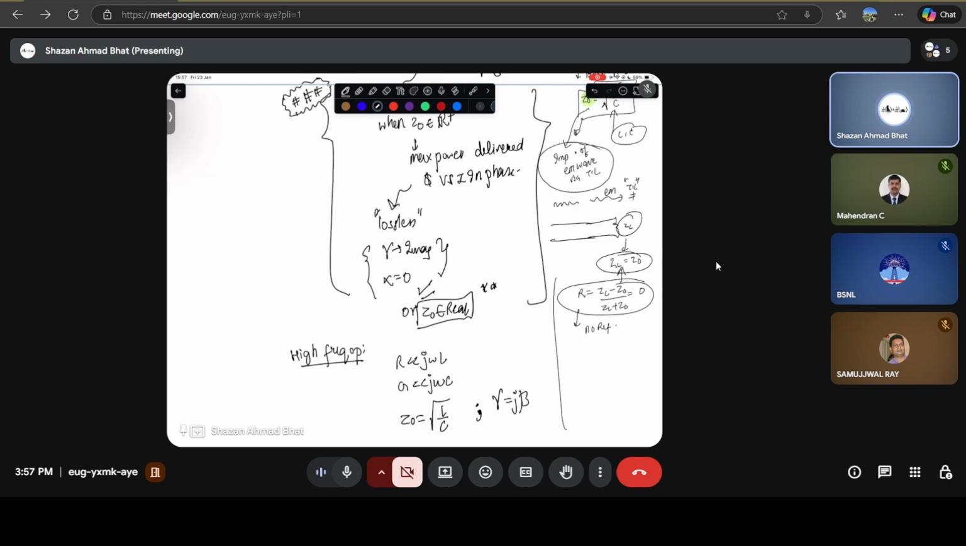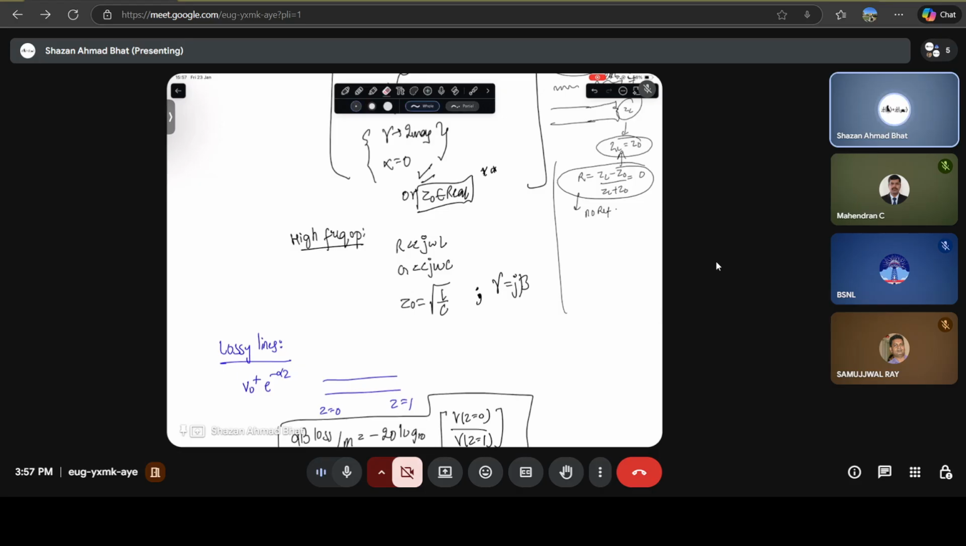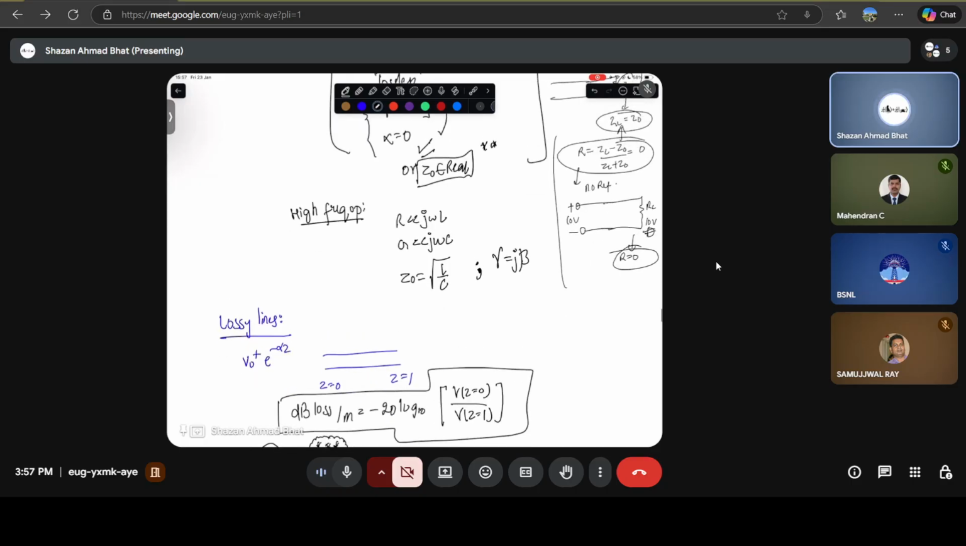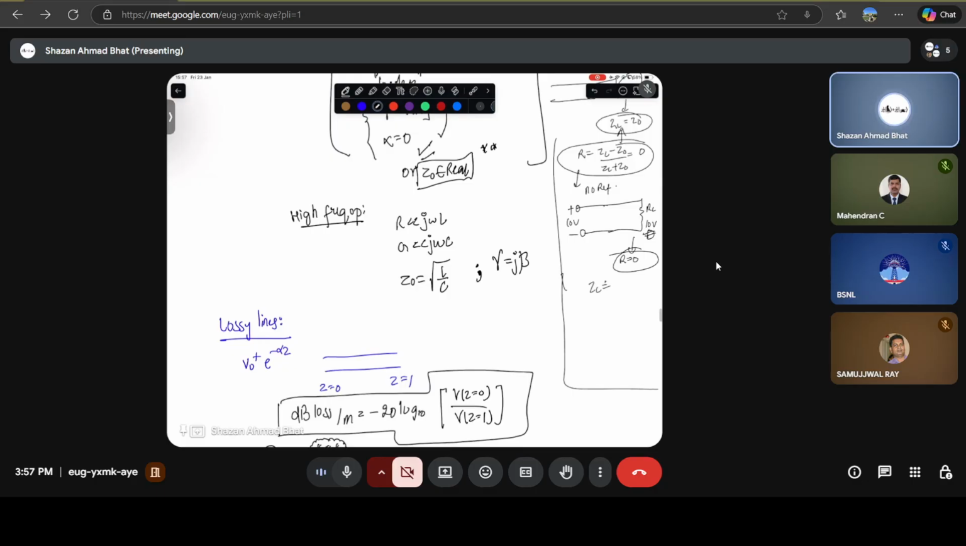That means when there is no reflection of the wave, anything that you apply at the input, let's say you apply 10 volt, is going to appear across the load, and you will see 10 volts here. But if there is reflection, most of the time, which is the case, that ZL is not equivalent to Z0, then there will be some reflection.